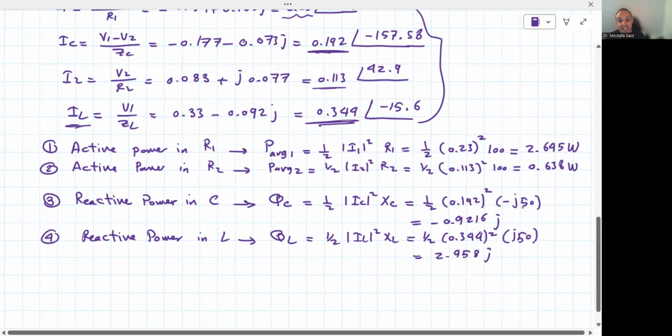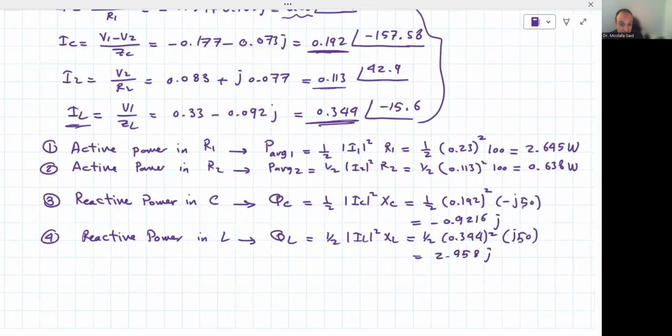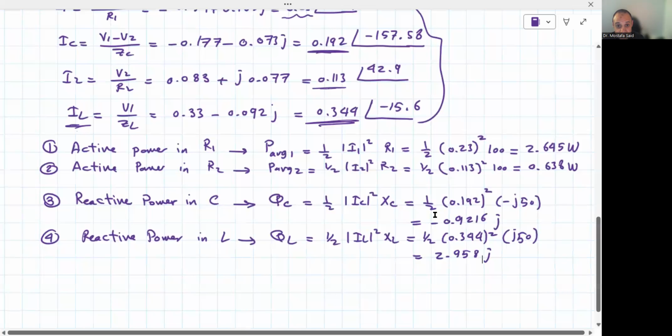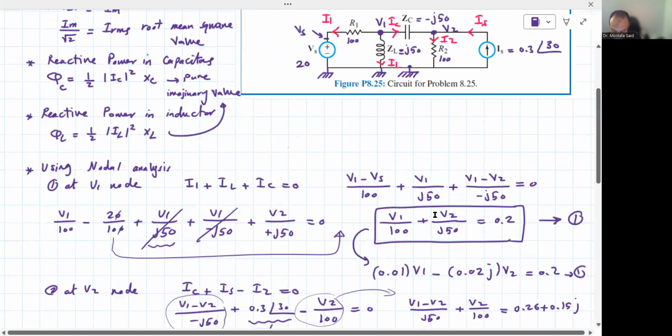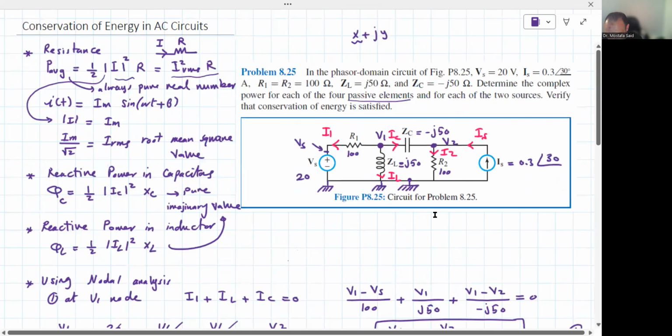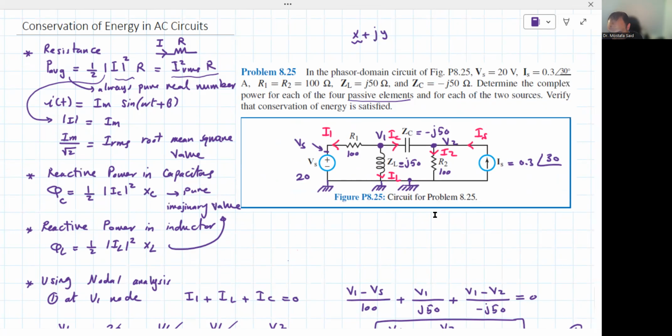Okay. Good. We calculated, this basically is the first requirement in that question. We calculated the four power consumptions, the complex power we can say, in the four passive elements.